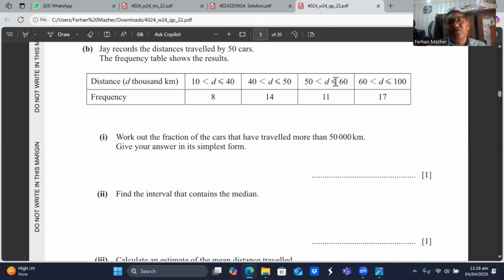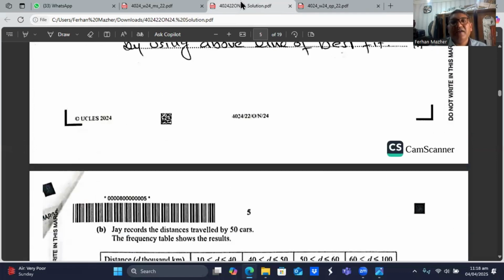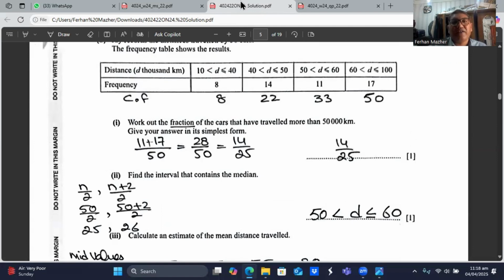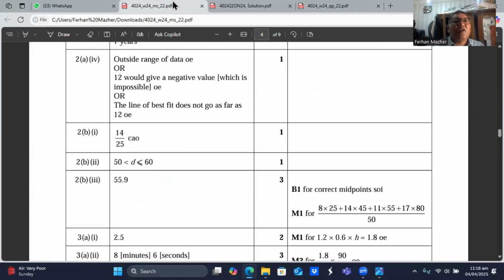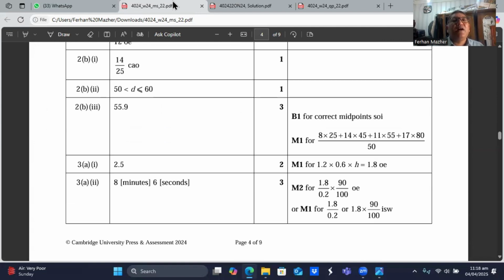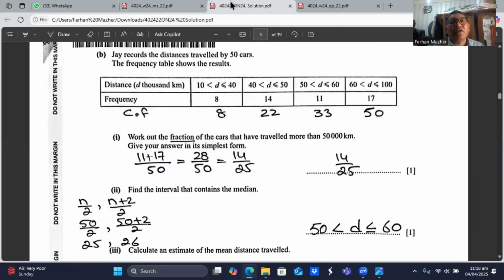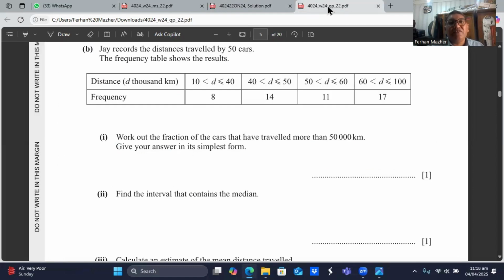So the cars that have traveled more than 50,000 are 11 plus 17. That will be 28. And the total cars are 50. So it will be 28 divided by 50. Because they asked us to write this as a fraction, this will be 28 by 50. So 14 by 25. So our answer is 14 by 25.